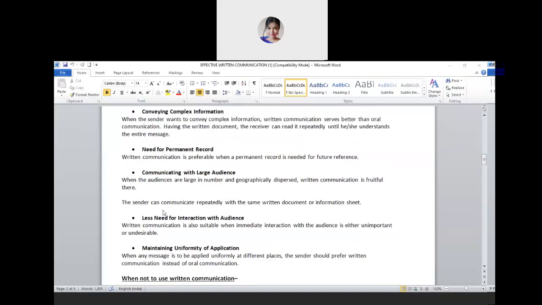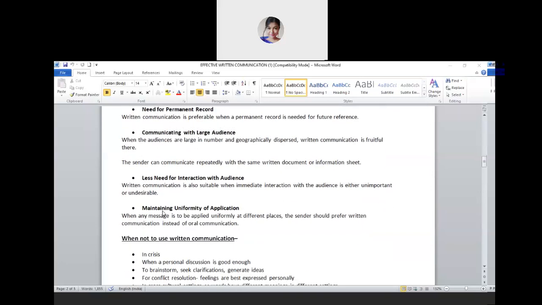Why? When should people communicate using the written mode, when should people actually write and communicate? To maintain uniformity, when you want to share the same message with everyone, when you want to tell the same thing to everyone, you can write and communicate. It's better you write and communicate.